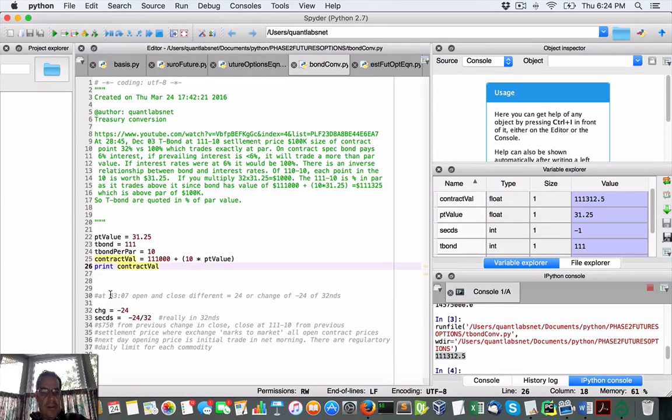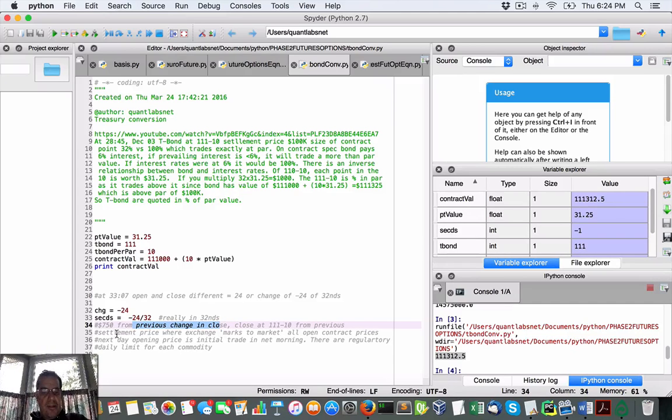Now there was another example here at time 33:07. Quote has an open and close difference of 24, which is really negative 24 of 32nds, which is really negative 24 divided by 32. If you look at the dollar value, it equals $750 of the previous change from the close.